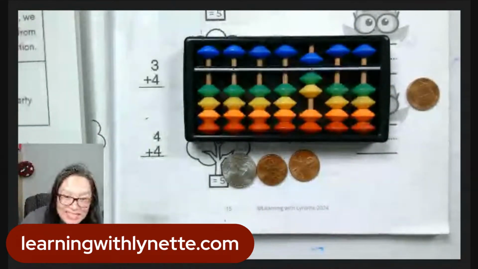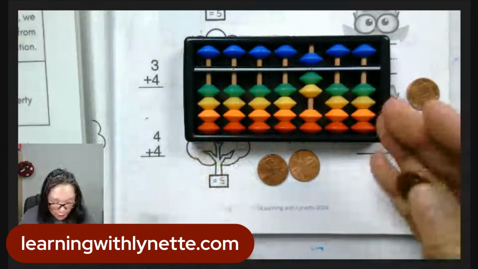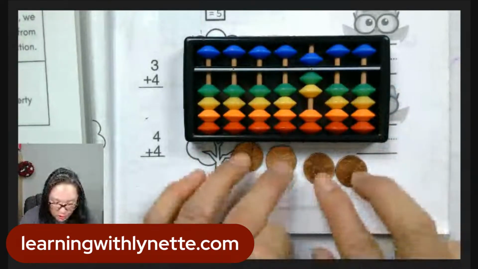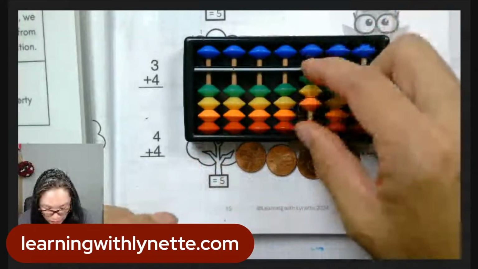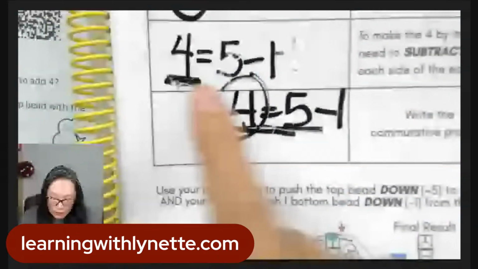So my final answer is 7. We can do it again with 4, right? 4 plus 4. We're not going to memorize. What we're going to do is understand how to utilize our formula: plus the 4 is equal to plus the 5 minus the 1. So what does that mean?